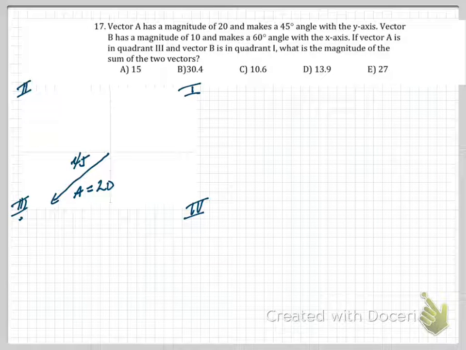And vector B is in quadrant 1. And B is making a 60-degree angle with the x-axis. And its magnitude is 10.